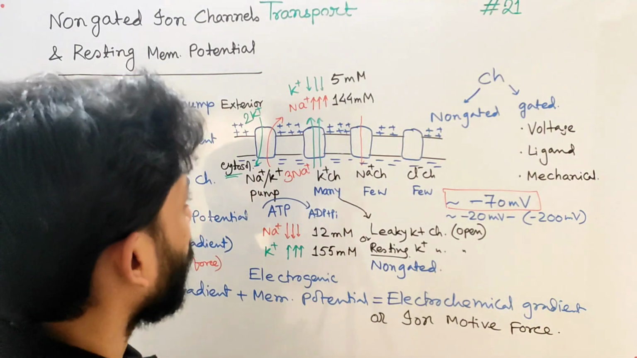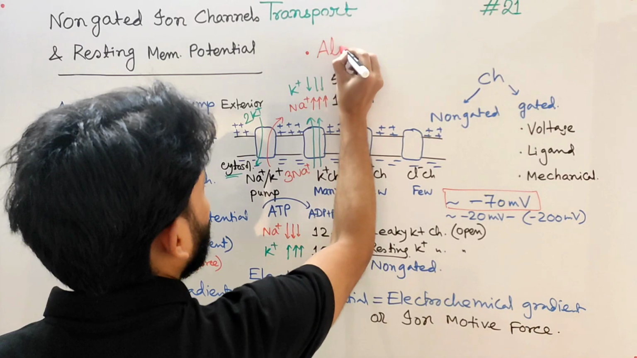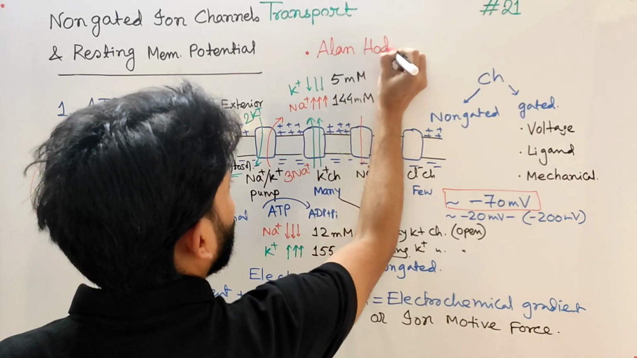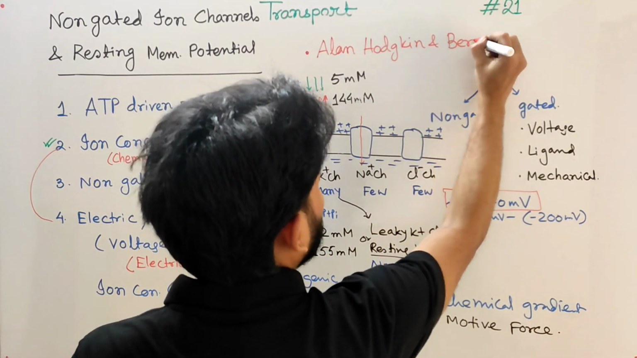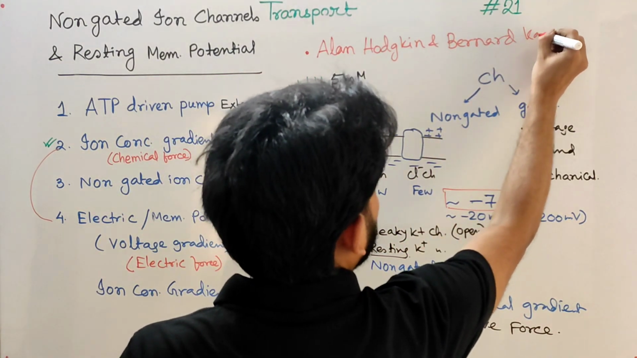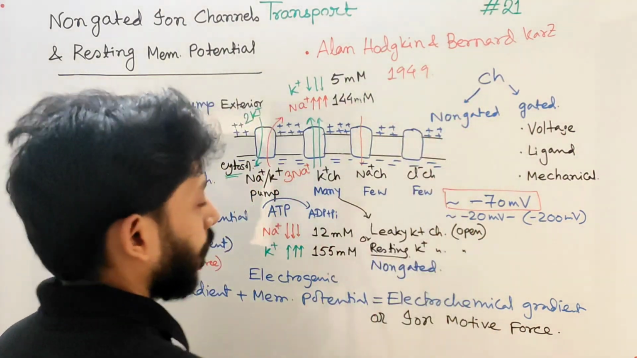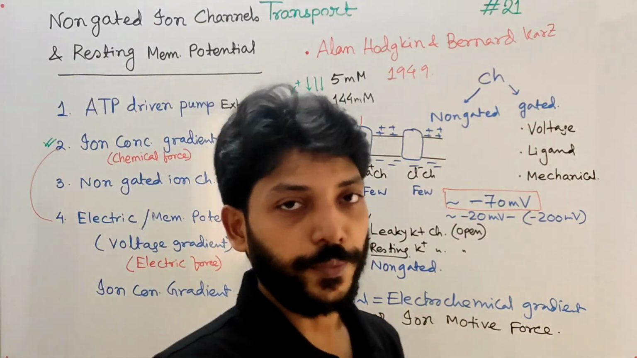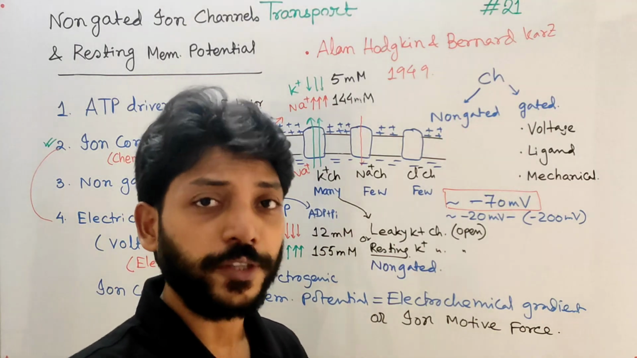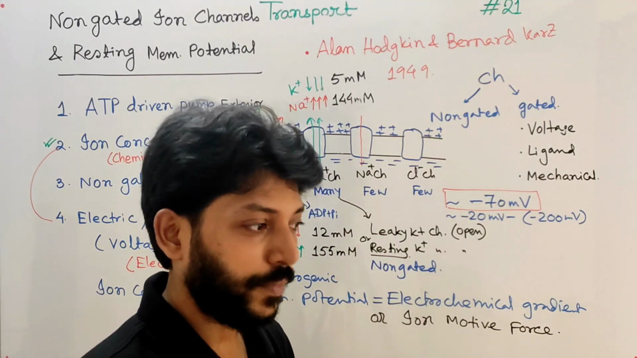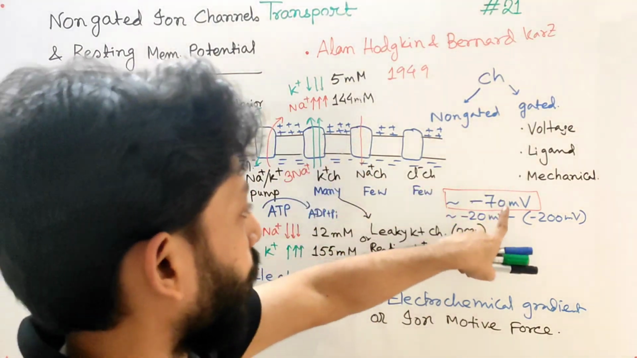Two scientists, I'm writing here the names of these two scientists, remember their names: Alan Hodgkin and Bernard Katz. In 1949, they performed a simple experiment. Remember this name, Alan Hodgkin, he performed many groundbreaking researches on nerve impulse propagation. They tried to understand the reason behind the generation of the resting membrane potential of approximately minus 70 millivolt.